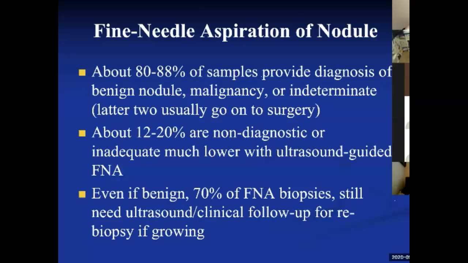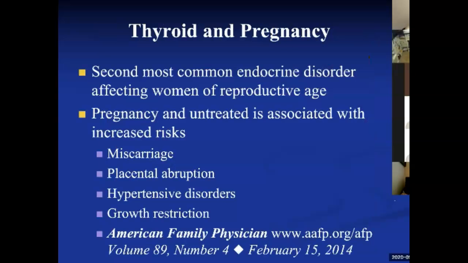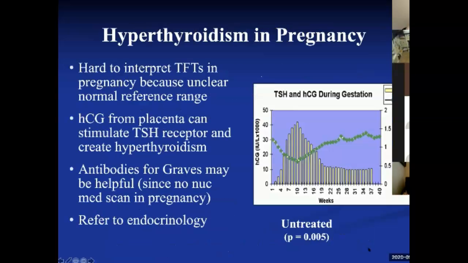Fine needle aspiration is what they do if it's larger, and it's not always diagnostic, but it can be very close, and sometimes it needs surgery. All right. So pregnancy, making sure you're identifying and treating thyroid issues in pregnancy is important because you don't want a placental abruption. You don't want a miscarriage. You don't want hypertension disorders, growth restriction. So that's important stuff.